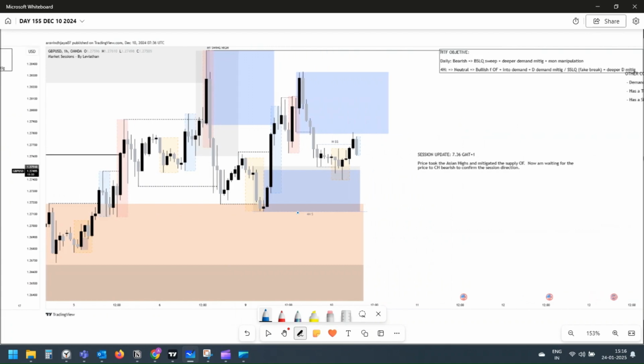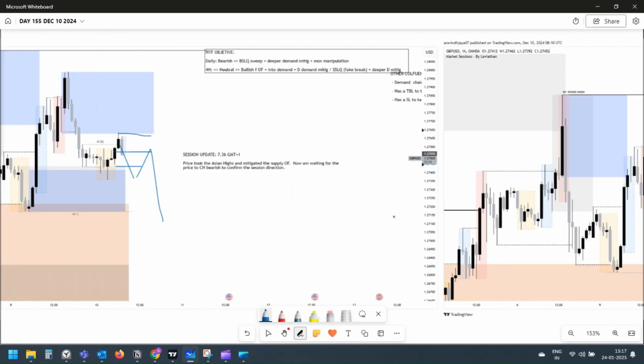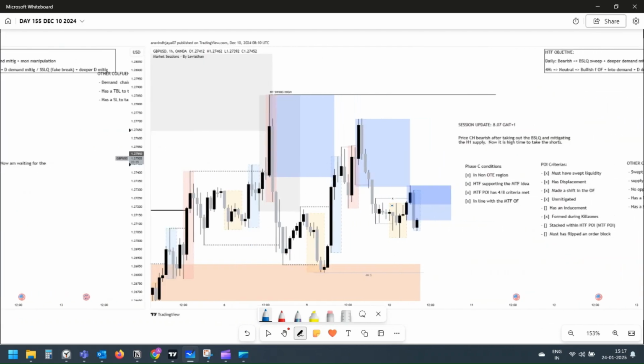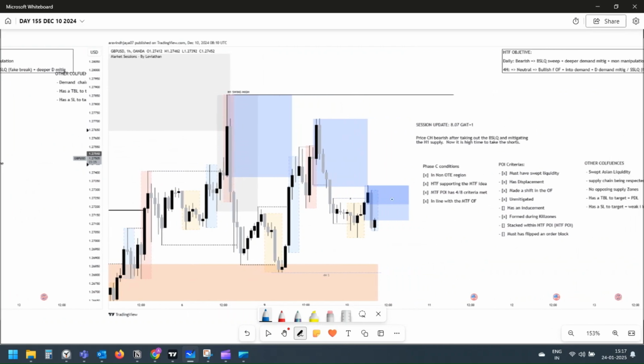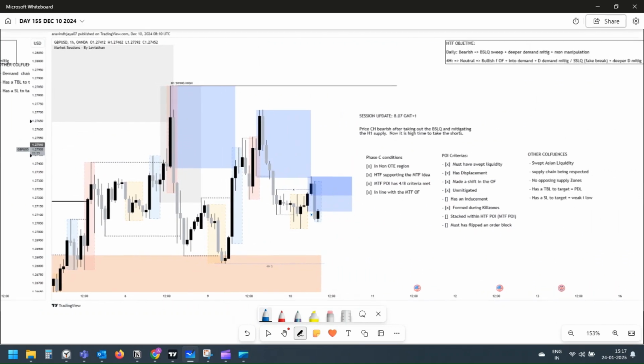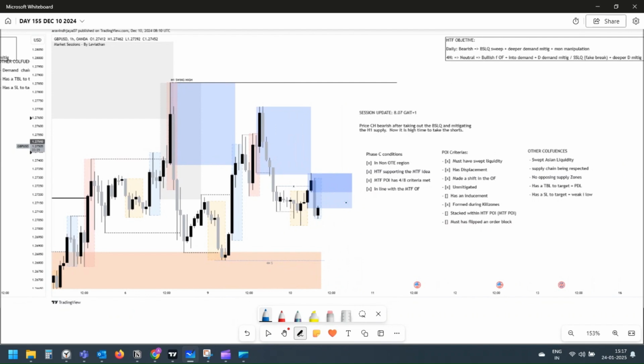So yeah, at the start of the session, price took out the Asian highs, which means the immediate buy side liquidity has been taken out. Now all I want to see is the price to make a bearish chock, confirming the session direction. And once the bearish chock is confirmed, I can look for shorts using this POI. And yeah, price made a bearish chock, and this is the POI that I'm looking to trade with.